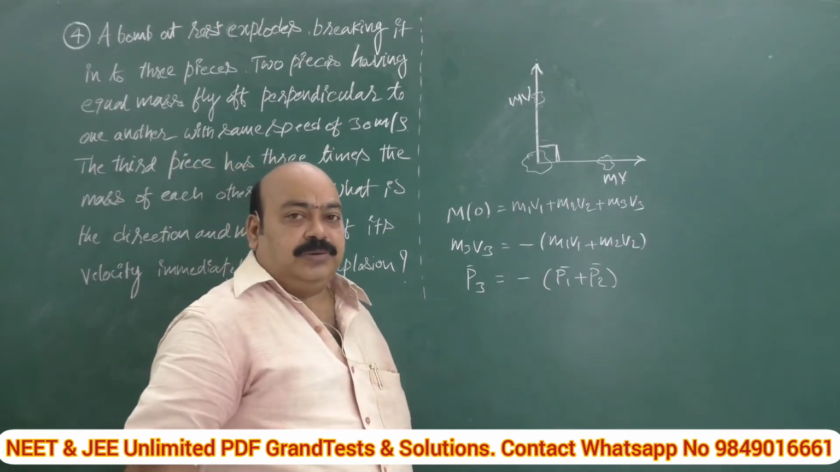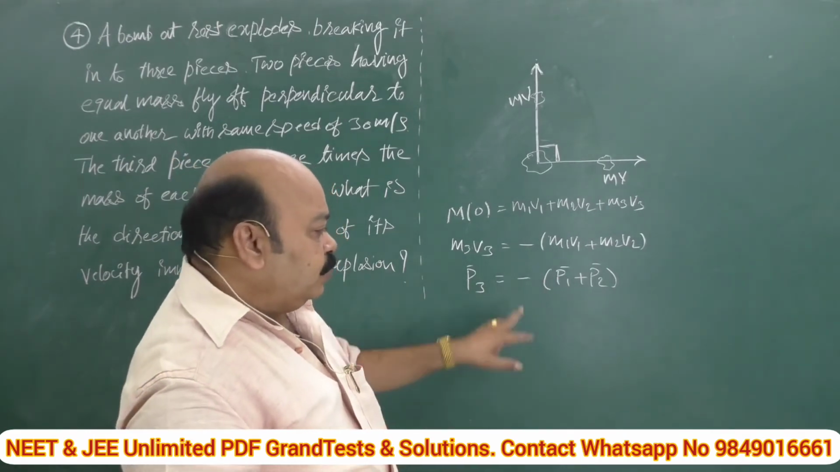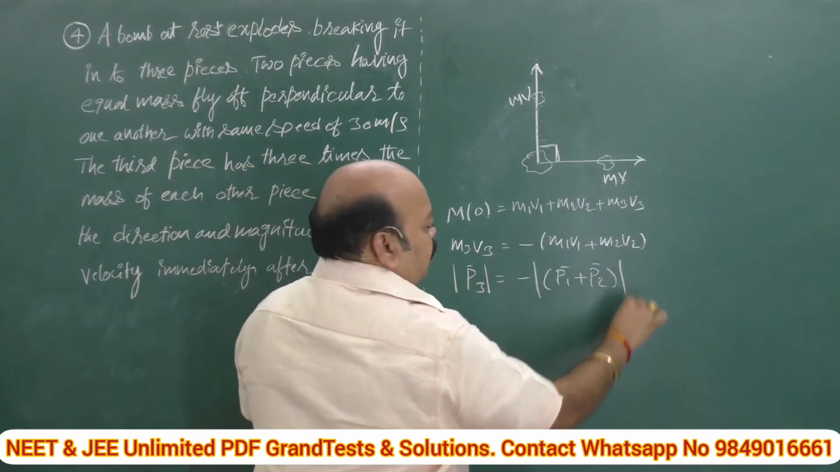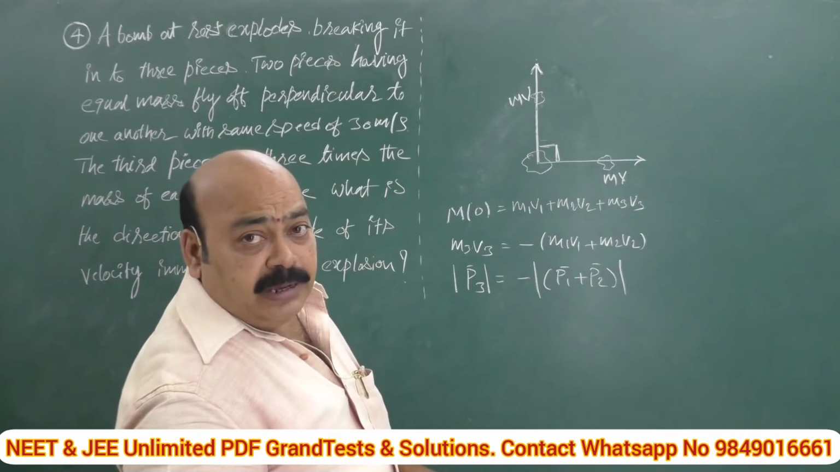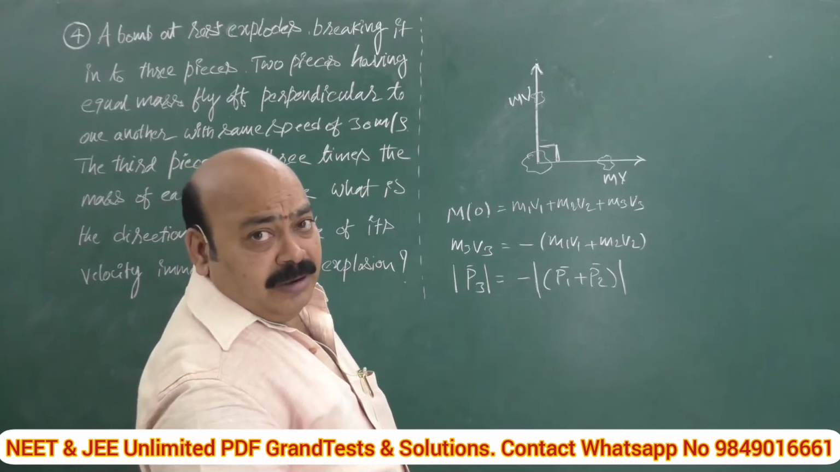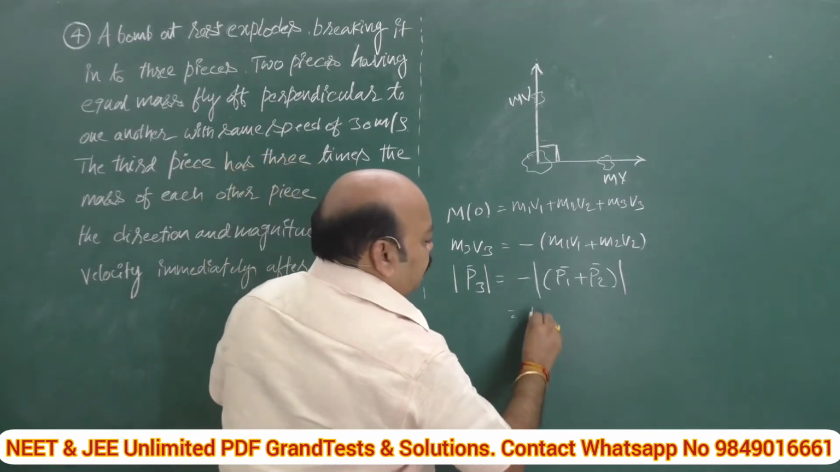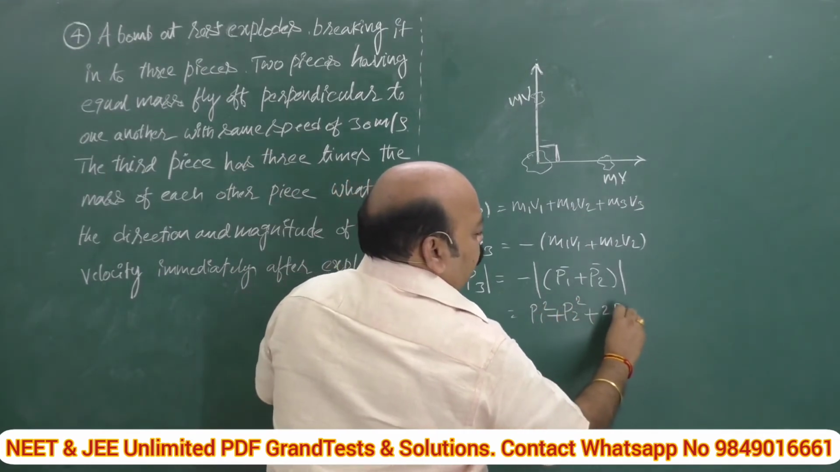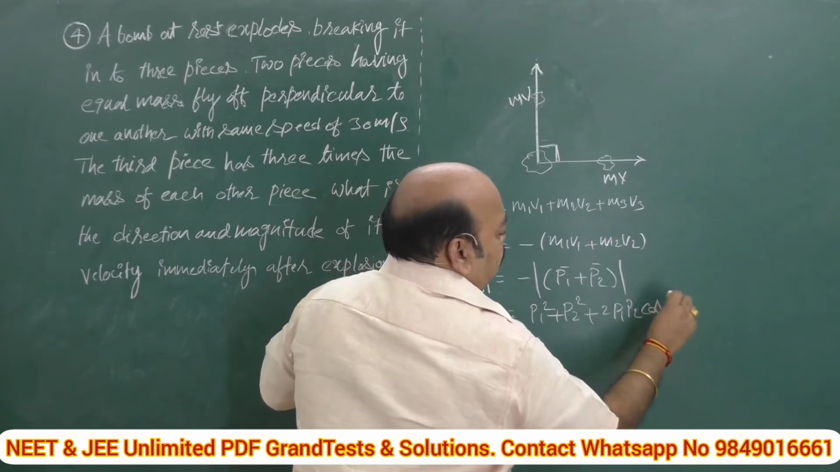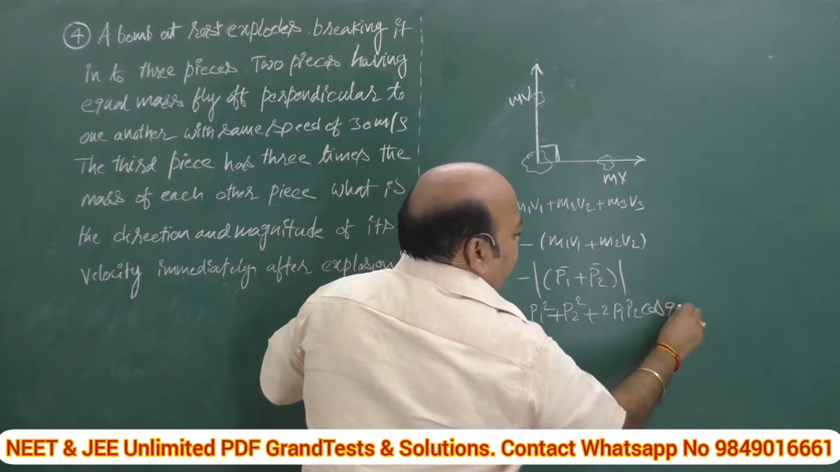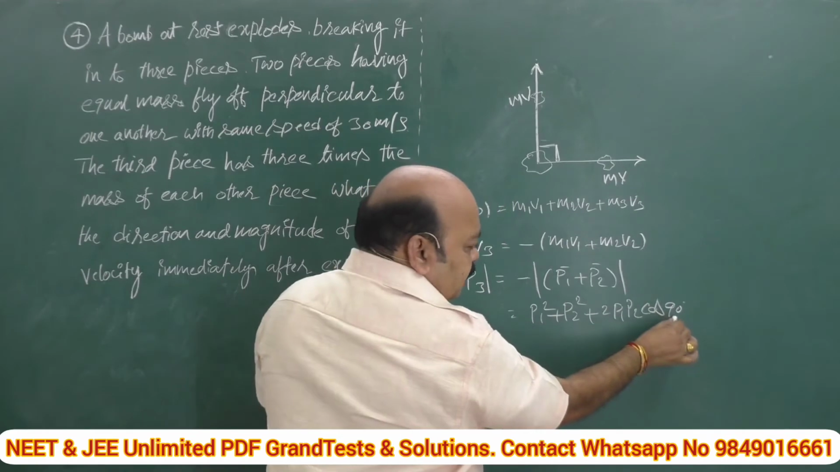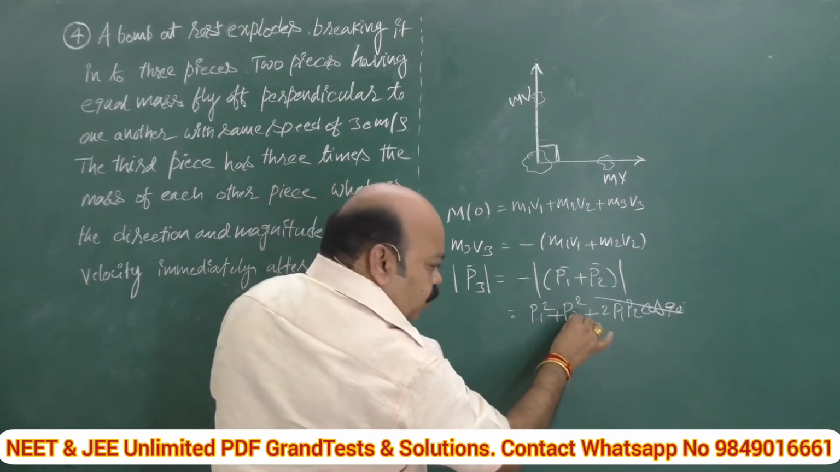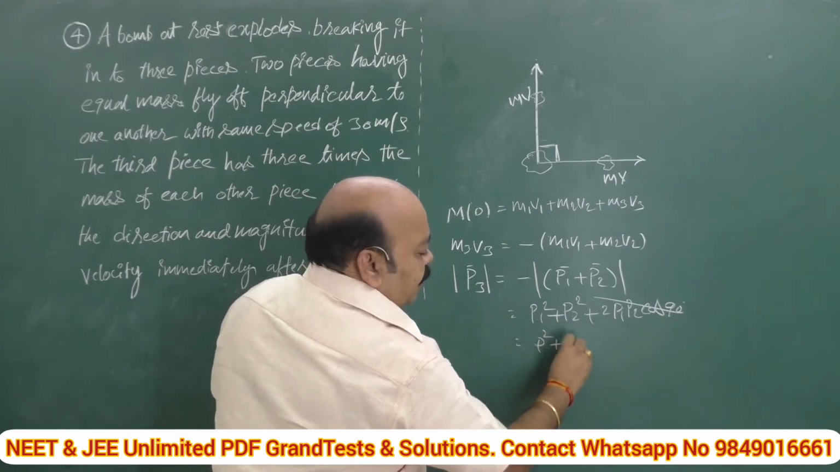It is nothing but these two. If you try to write the magnitude, the magnitude of P3 is equal to the magnitude of P1 plus P2. What is the magnitude for two mutually perpendicular vectors? It is P1 square plus P2 square plus 2 P1 P2 cos theta. What is the angle between them? This is 90, cos 90 is 0, that's why this term vanishes. P1 is equal to P2, that's why simply P square plus P square.